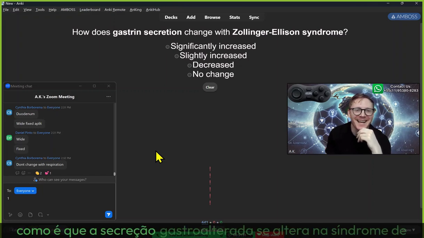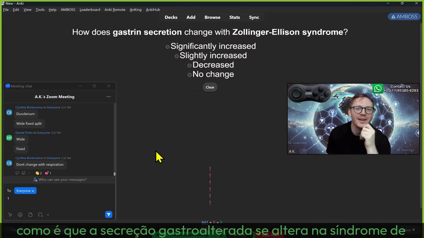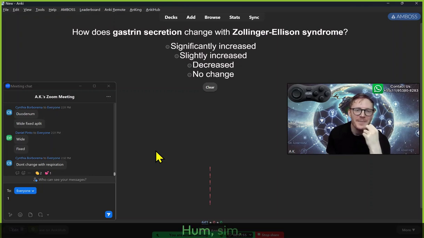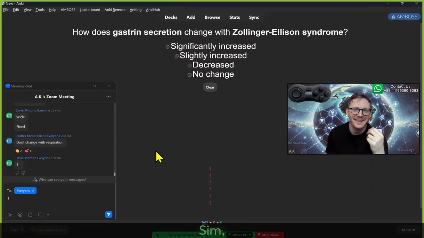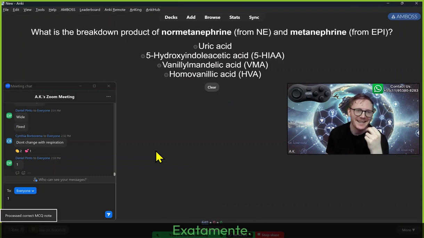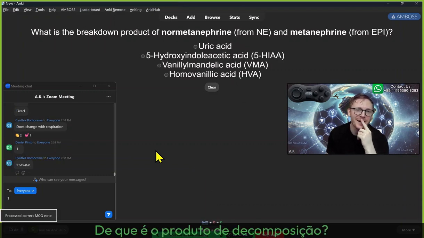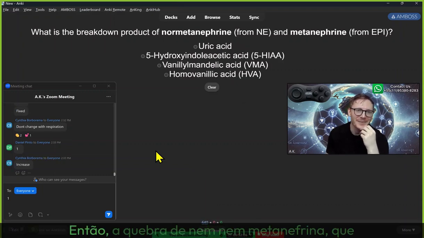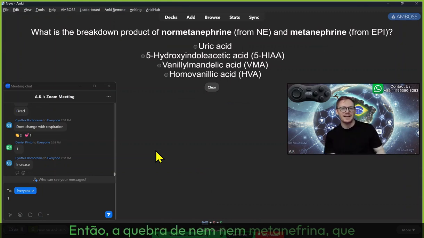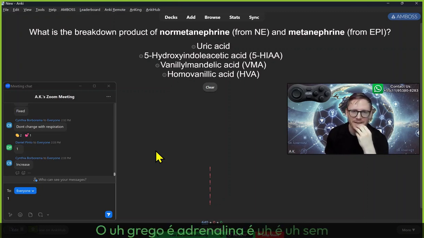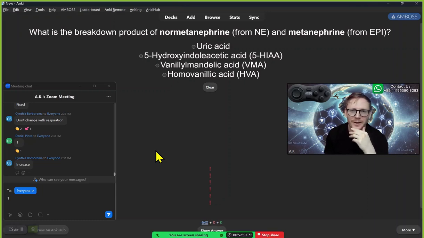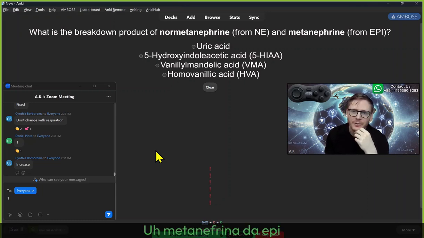So how does gastrin secretion change with Zollinger-Ellison syndrome? Yeah, so is it significantly increased? Probably. Exactly. What is the breakdown product of normetanephrine, which in the Latin is norepinephrine, the Greek being noradrenaline? Metanephrine is from epinephrine.